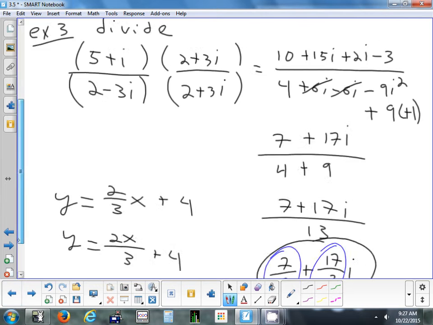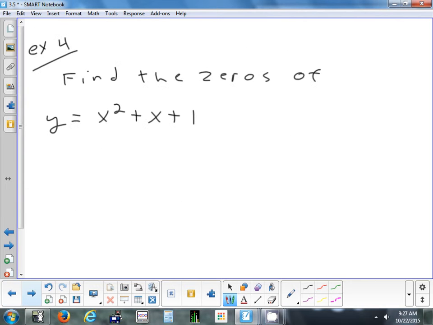All right, so that's kind of the review of complex numbers. So now we'll try a few problems like we did yesterday. Same types of directions. We're going to find the roots, find the zeros, except now some of the answers might come out imaginary.